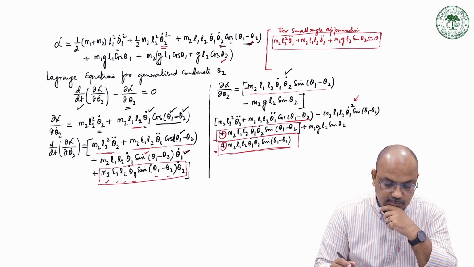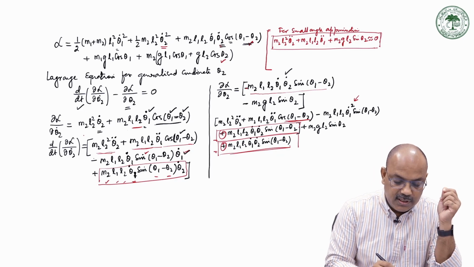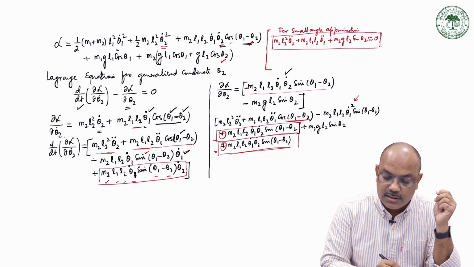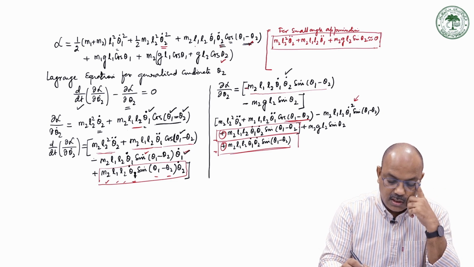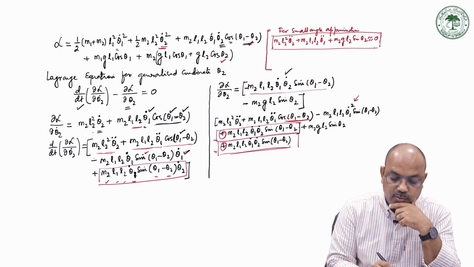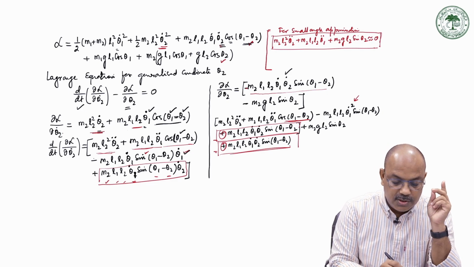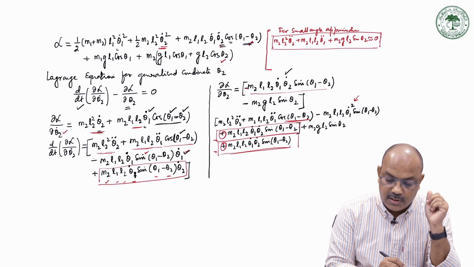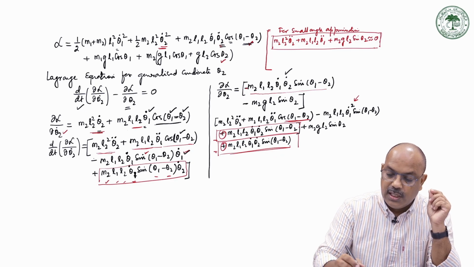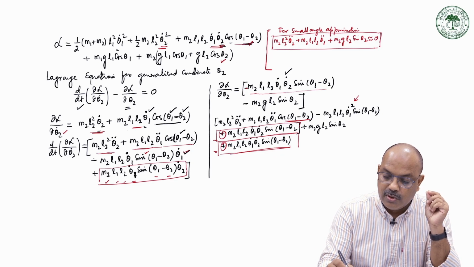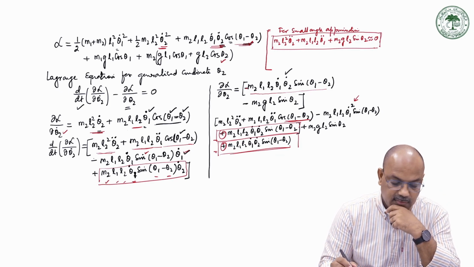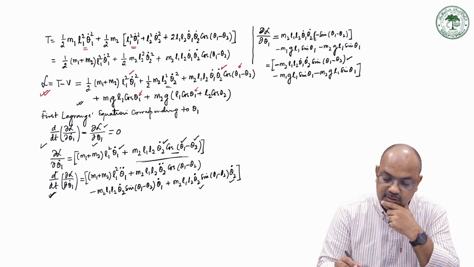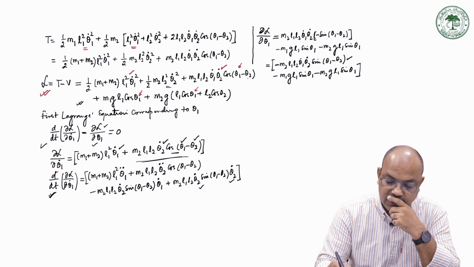And so maybe if I calculate the derivative with respect to theta 2 dot, it is going to be m2 L2 theta 2 dot, and then m2 L1 L2 theta 1 dot cos theta 1 minus theta 2. This is fine, and the Lagrangian I have is okay.